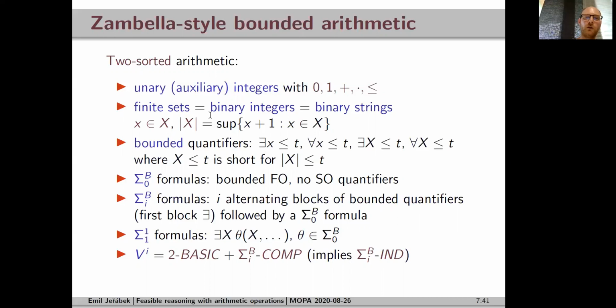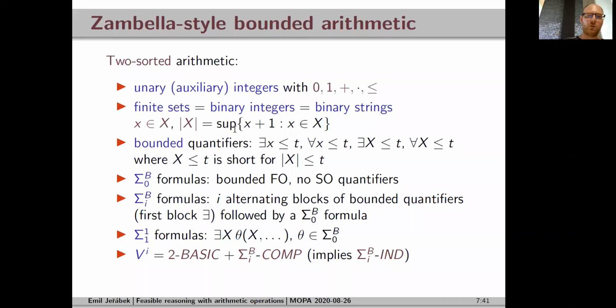So the language is superficially similar to the language of second order arithmetic, except for the important difference that in second order arithmetic we usually consider infinite sets, whereas the sets here are bounded. And so we have a predicate which tells us which of these unary integers is in a given set. We have this operation that, given a set, computes an upper bound, the least upper bound on the elements of the set. So it's like 1 plus the maximum of the set.